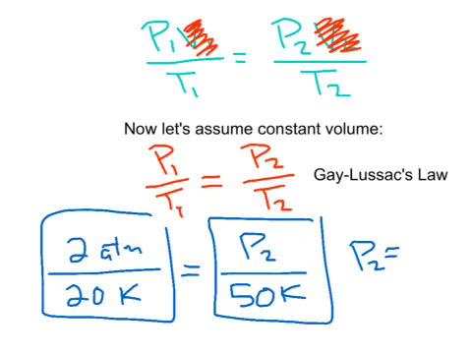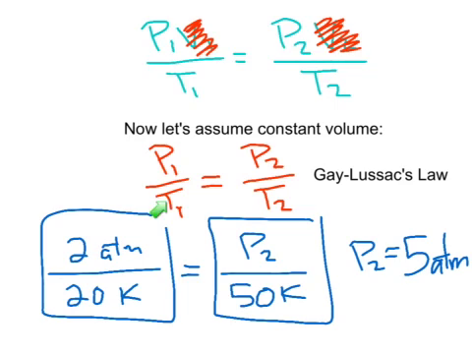What would make this true? Blank over 50 gives us 1/10. Did you figure it out? That must be 5 atmospheres. Again, you can cross multiply or just take a look at the proportions. They need to be the same. Now, what happened when we changed the temperature? We increased the temperature 2.5 times. What happened to the pressure? It went up by a factor of 2.5.